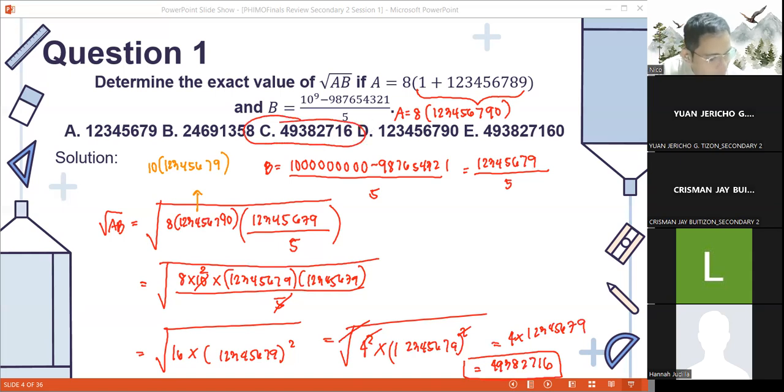At first it looks difficult, but if you break it down into simple steps, it becomes a lot easier. Let's proceed with number 2. You can screenshot this and copy. I'll give you a few seconds.